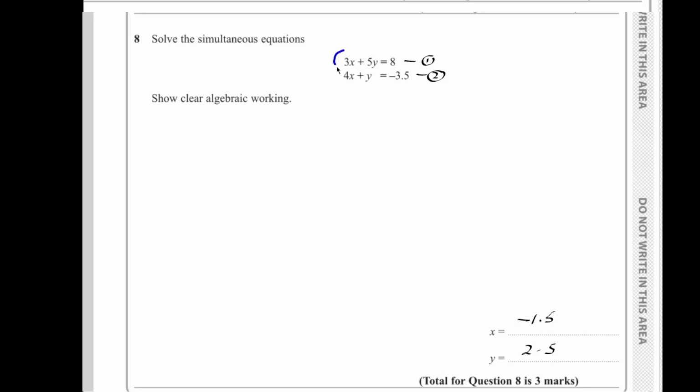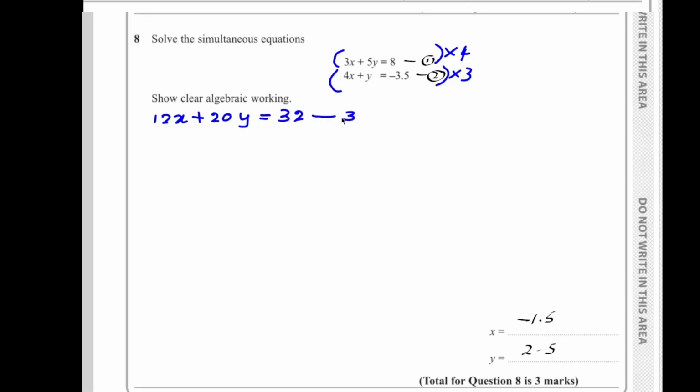So I'm taking the coefficient of x in the second equation, which is 4, and multiplying the first equation by 4. And I'm taking the coefficient of x in the first equation, which is 3, and multiplying the second equation by 3. Now let's multiply and rewrite the equation. So 3 times 4 is 12x, plus 5 times 4 is 20y, equals 8 times 4, 32.